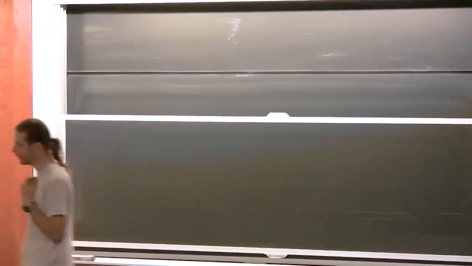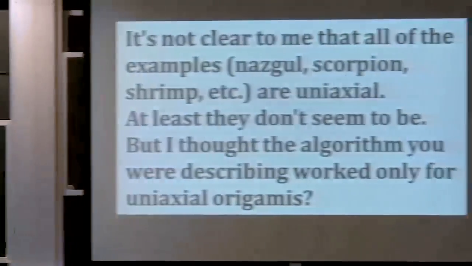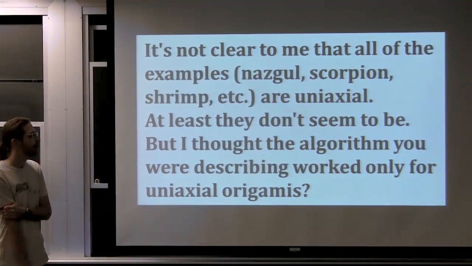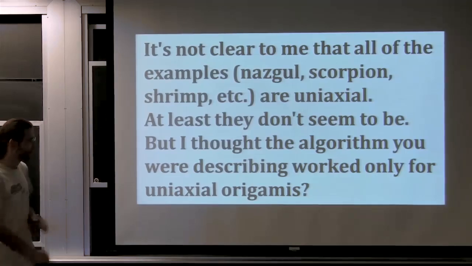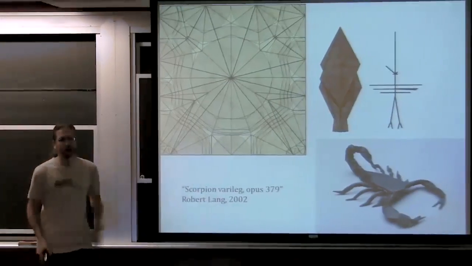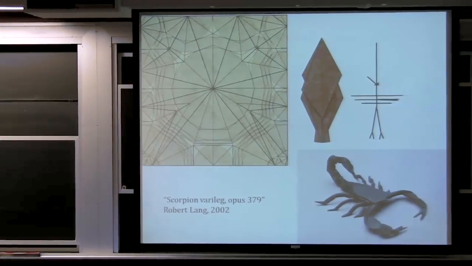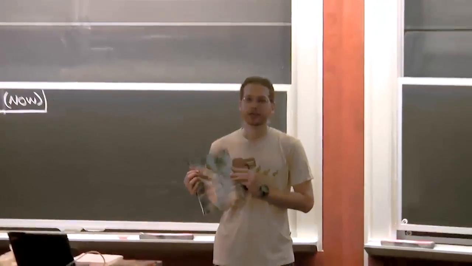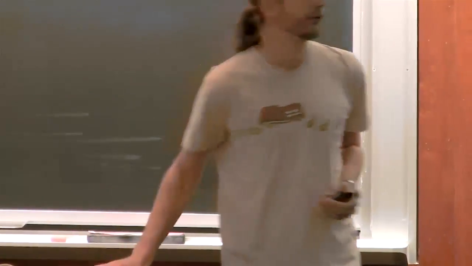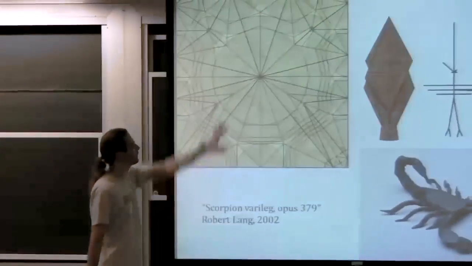We'll start with TreeMaker. So the first question is, wow, you can make all these crazy things with the tree method. Are they really uniaxial? And the answer is yes. And I think it's probably easiest to just go through some examples. These are all from Origami Design Secrets, this book by Robert Lang, which is on the recommended reading list. And I think there's even an electronic copy available through MIT libraries, so you can read it online, or there may be one in the library.